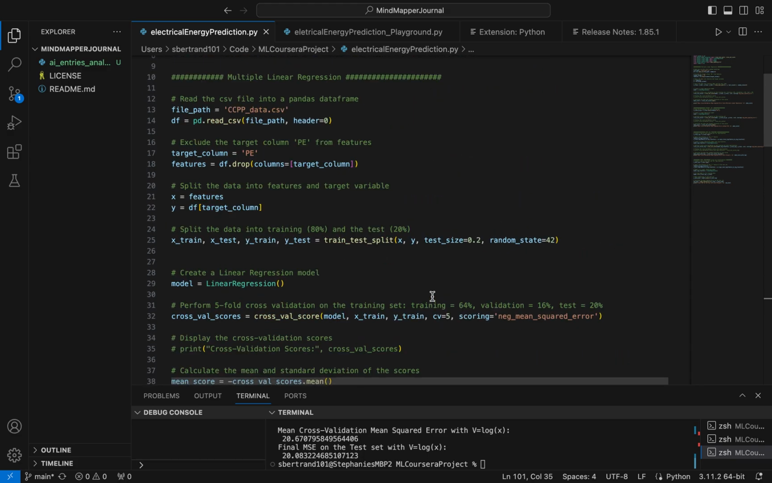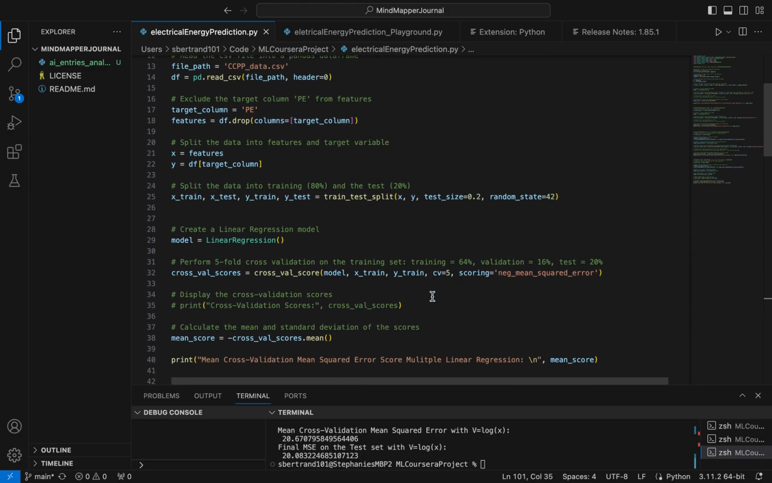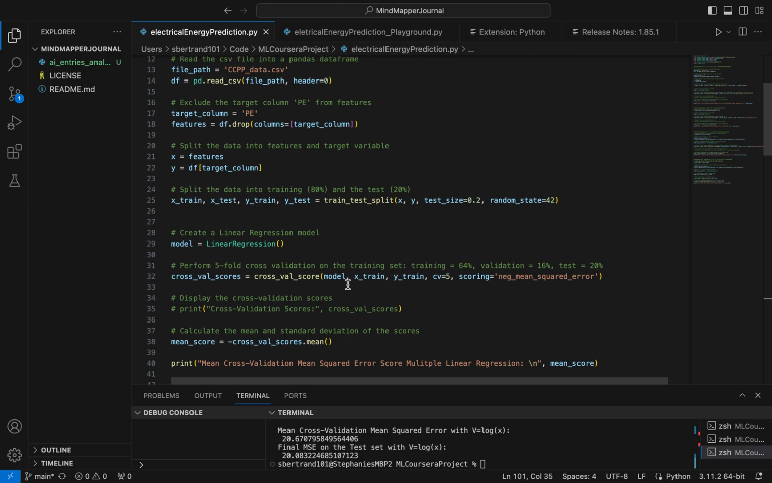So in my code, to do all of these model comparisons, I first split the training set and test set 80-20, and then I applied 5-fold cross-validation to further split the training set 80-20 once more for the validation. So in the end, the split was 64% of training data, 16% of validation data, and 20% of test data.